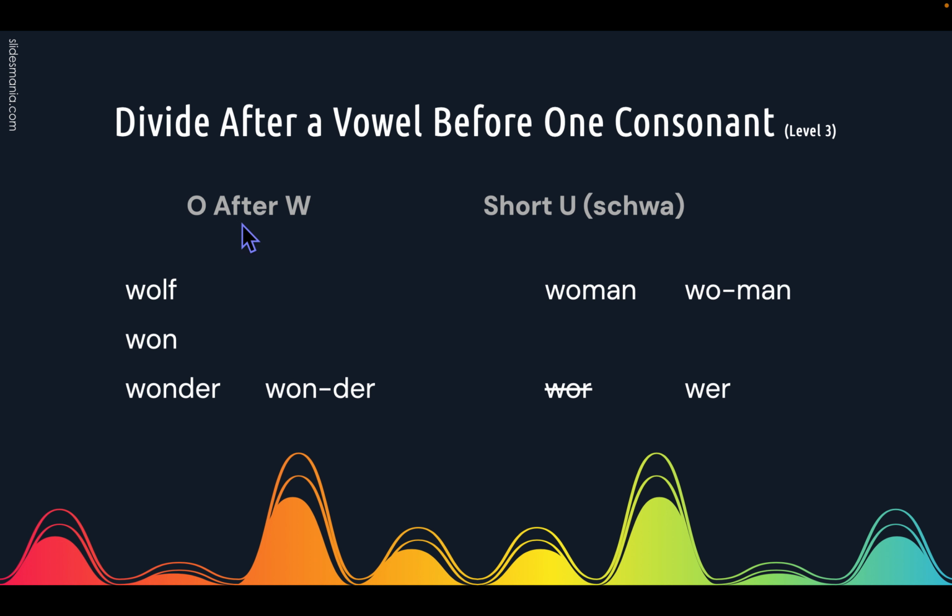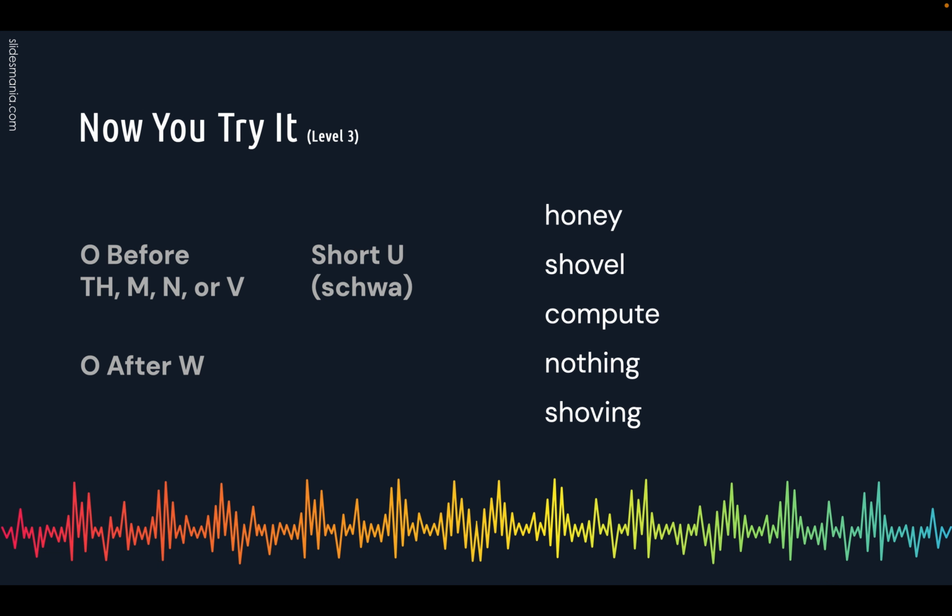Now, if you have an O after a W, it also takes on a short U sound many times, like in the words wolf, one, wonder, and woman. However, if your WO is followed by an R, it starts to sound like were, like in the word word and work. All right, try this new rule with O before a TH, M, N, or V, or an O after a W using the short U sound.